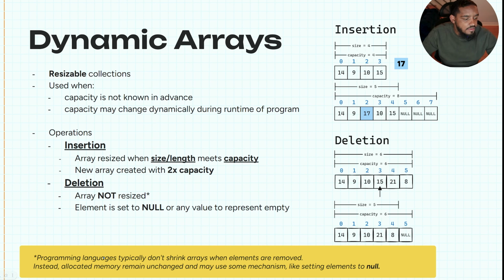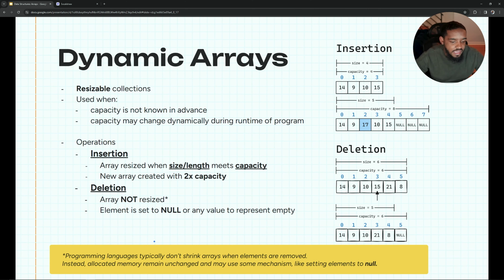Now, I just want to call out that programming languages typically don't shrink arrays when elements are removed. Instead, allocated memory for the dynamic array remains unchanged and may use a mechanism like setting elements to null or any value that indicates that it's null.